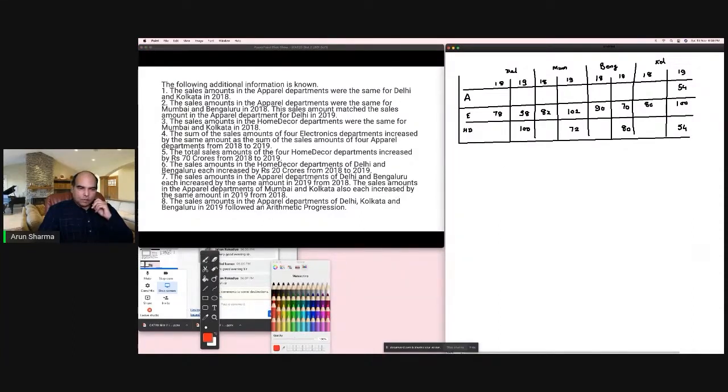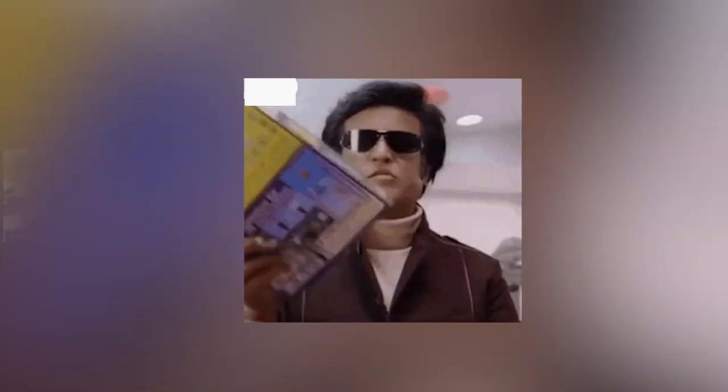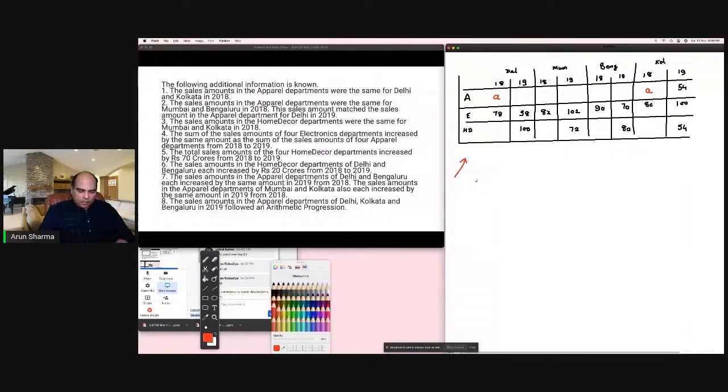So if I call this A, this is also A, right? The sales amount in the apparel department. We need to be very careful about taking the information correctly onto the picture, because if I mess up some information somewhere, then my whole question will go wrong. Because once I finish reading the clues, I have to trust what I've done on this side, and based on the trust that I have in the picture that I'm making, I have to solve the question. So I'm not going to read the clues again and again, because that takes too much time.